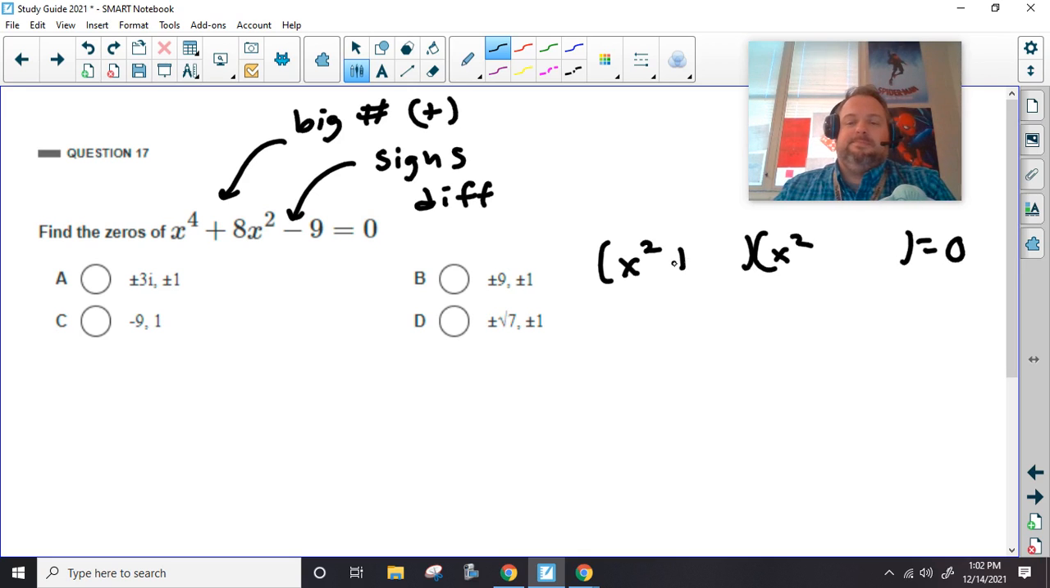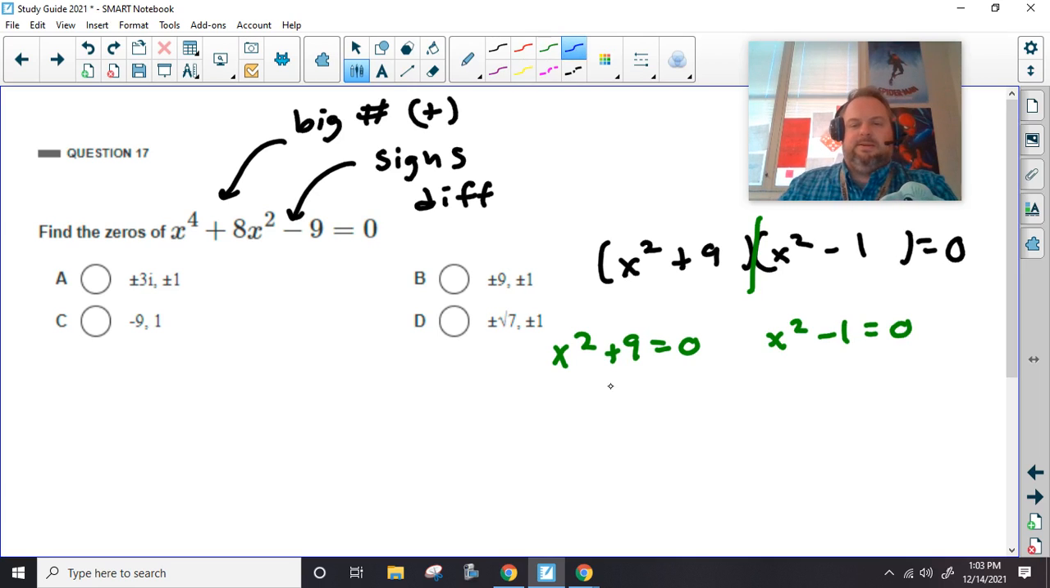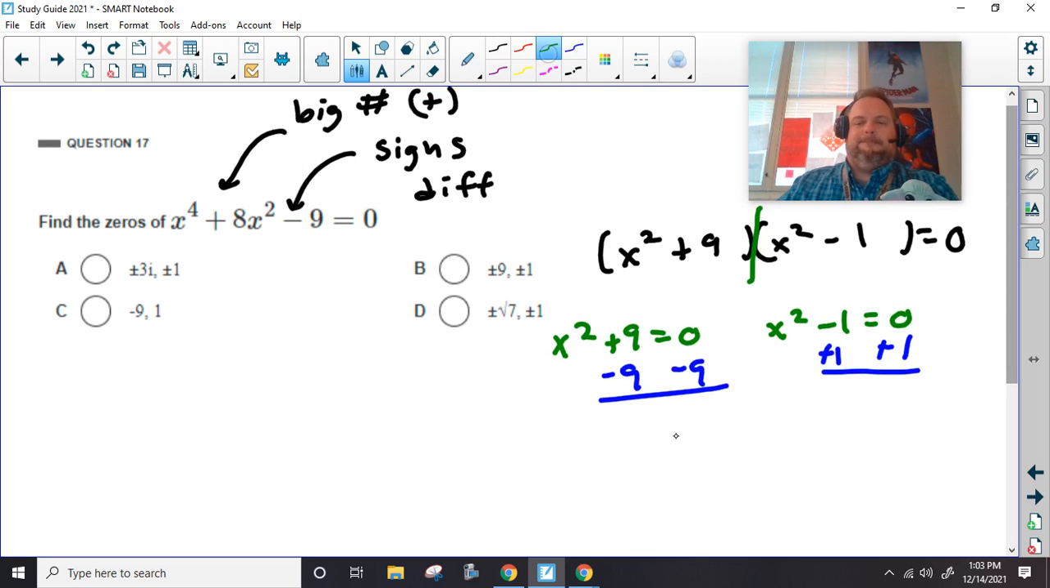Yeah, I got you. So now it's factors. Okay. Well, we take our ninja sword and we set it up like this to solve. Okay. -9, +1, +1. All right. So x squared equals -9. X squared equals 1. All right.